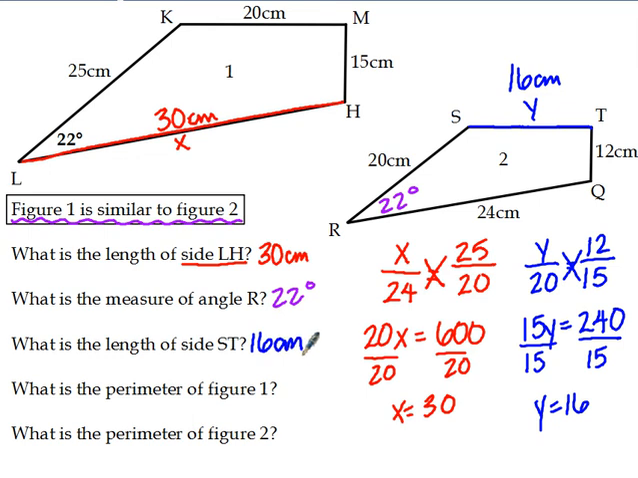And now perimeters. We know how to find perimeters. We're just going to add up all the sides. And when you do that, you get that the perimeter of figure 1 is 90 centimeters. And the perimeter of figure 2 is 72 centimeters.